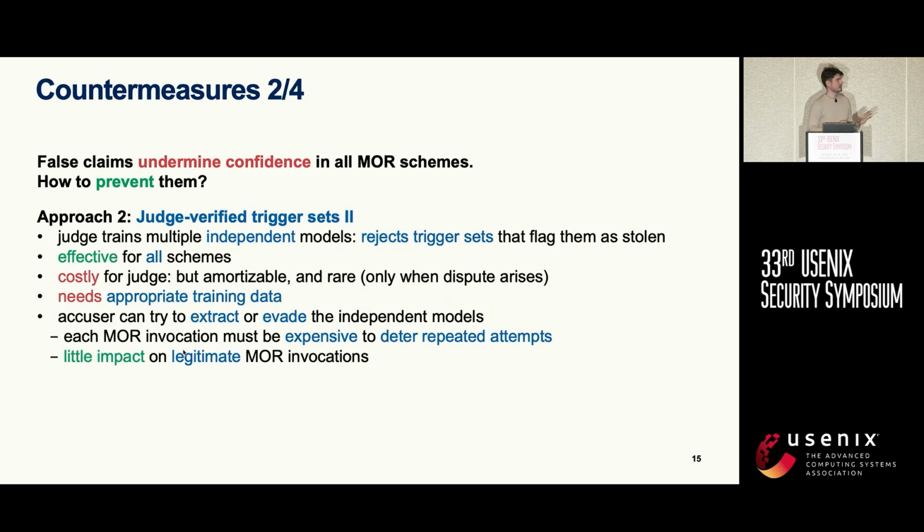OK, we can do a little bit more. Instead, we could defer training of the independent models to the judge. So every time you want to make a claim, you go to a judge, you show them the claim. The judge trains independent models and makes sure that the claims do not trigger against it. And this is effective for all schemes. Unfortunately, it's very costly for the judge, although amortizable, because we now have this independent party that needs to have sufficient resources to train models whenever someone submits a claim. And there is also this kind of side-channel style attack where the accuser can try to extract or evade those independent models, assuming that the cost is sufficiently low. So they need to be expensive. To be fair, this is kind of abstract.